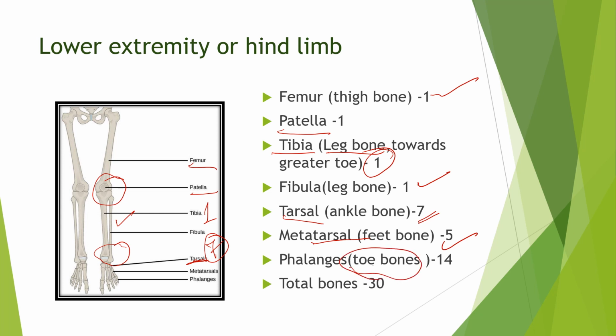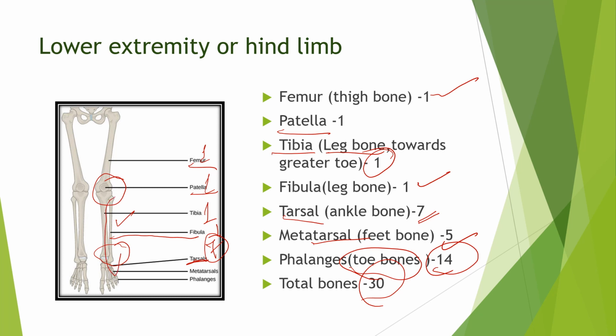Phalanges: in the hand or the forearm there were 14 phalanges. Here also there are 14 phalanges. So the total count here in the leg bones is also 30. So for both the legs it will be 60. So femur 1, patella 1, tibia or the leg bone 1, fibula 1.